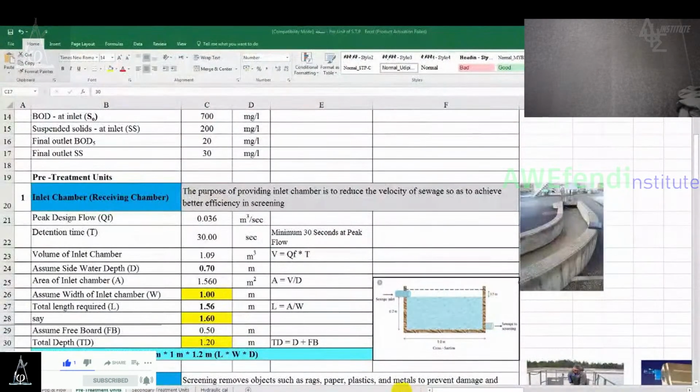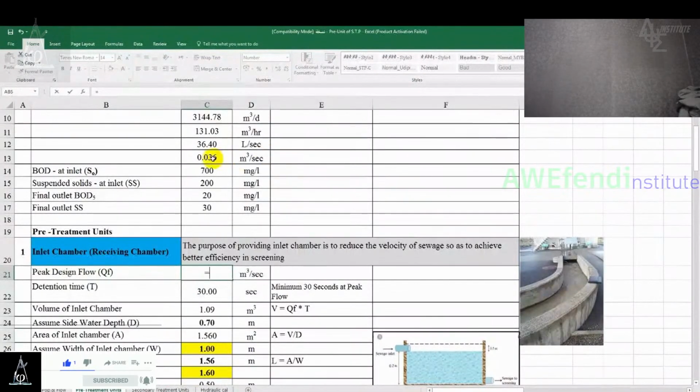First unit of pre-treatment units is the inlet chamber or receiving chamber. The purpose of providing an inlet chamber is to reduce the velocity of sewage so as to achieve better efficiency in screening. Peak design flow QF equals this cell. So this is the peak flow for the design.